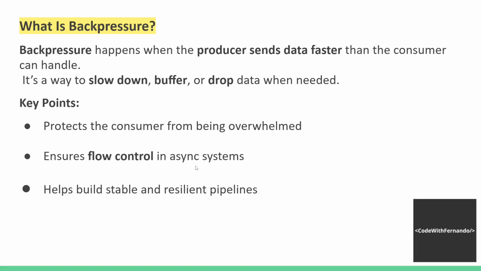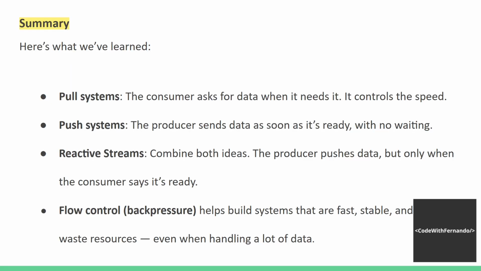So finally, what is backpressure? Backpressure happens when the producer sends data faster than a consumer can handle. It's a way to slow down, buffer, or drop data when needed. Key points: it protects the consumer from being overwhelmed and ensures flow control in async systems. It helps build stable and resilient pipelines.